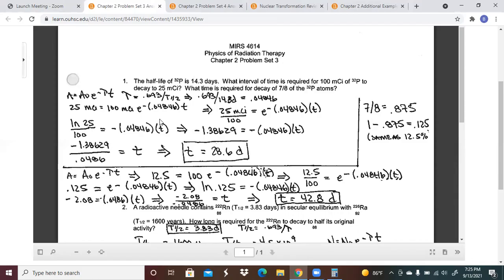If we take the natural log of both sides, and let me go ahead and draw that out here. If we take the natural log of this as well as this, what happens?